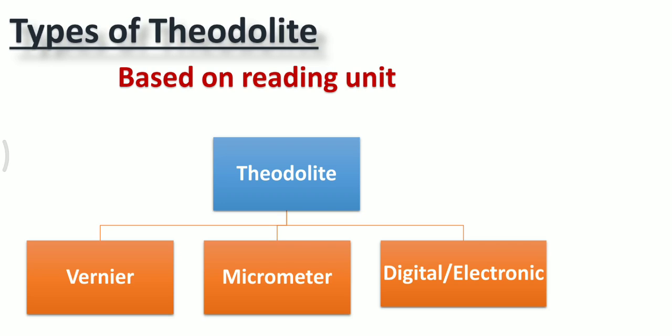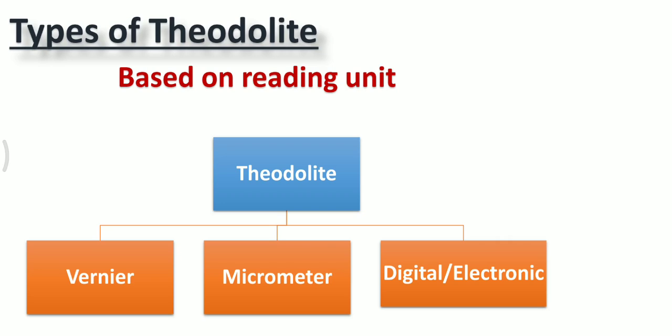In a vernier theodolite, for taking the horizontal observation, two verniers are provided, and with the help of these verniers we take the observation. Also for the vertical circle reading, two verniers are provided, and with the help of these two verniers we take the reading. Hence, due to the provision of verniers for taking the reading, this theodolite is called a vernier theodolite.